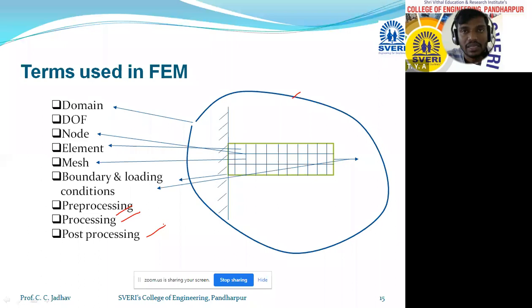Whatever given data is there, that given data we have to apply on that geometry. Okay, so that is the most important part in the pre-processing.